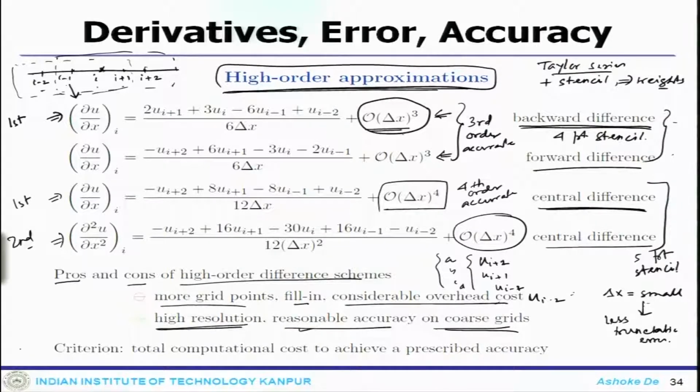So, what is the primary criteria? The primary criteria is the total computational cost to achieve a prescribed accuracy. So, you need to calculate the computational overhead and make a trade off on whether you really need a higher order scheme or you can afford to have a lower order scheme and use better grid spacing and reduce those errors.